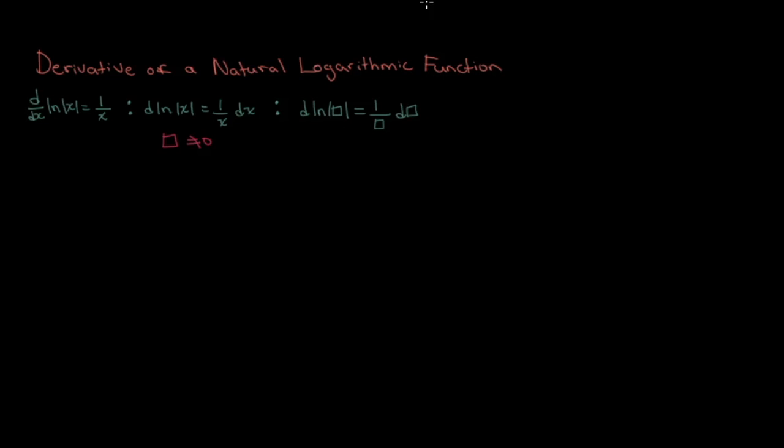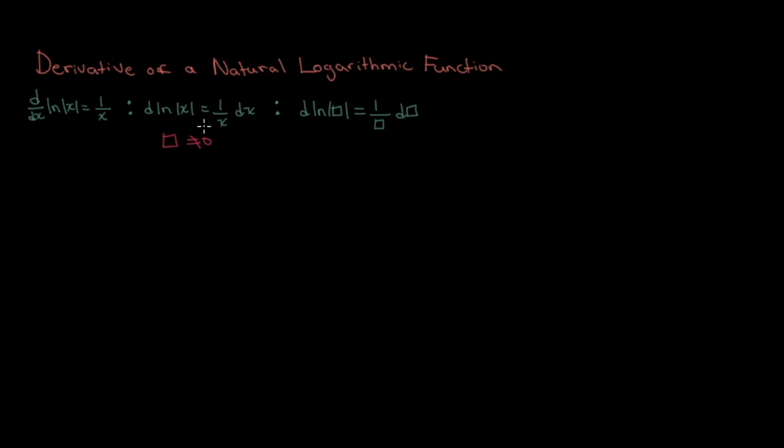In this video, we're going to talk about how to get the derivative of a natural logarithmic function. So the derivative of a ln function, let's say it takes the form ln x, or I should say the ln of the absolute value of x. The derivative is going to be 1 over x.